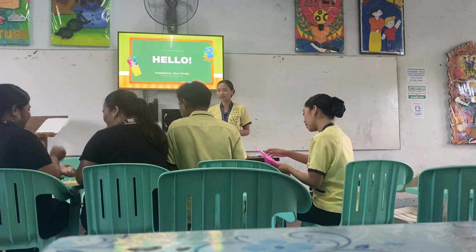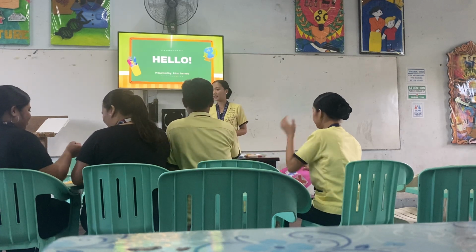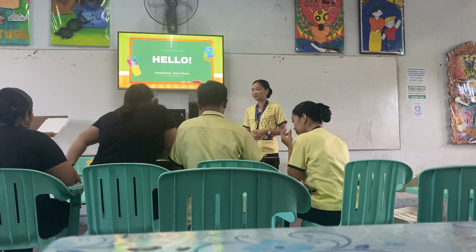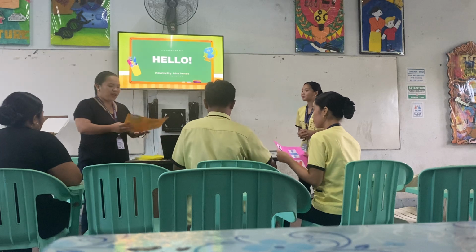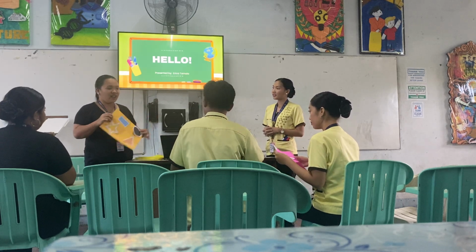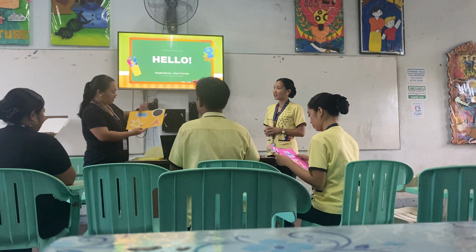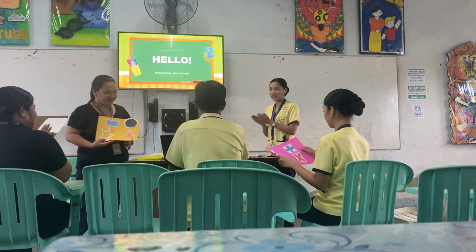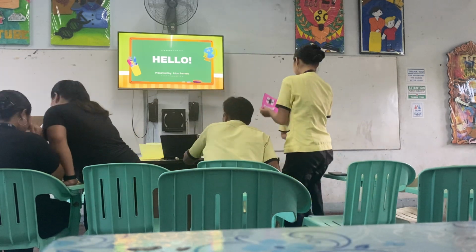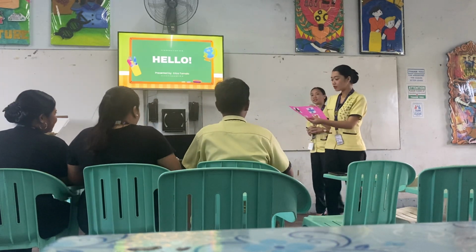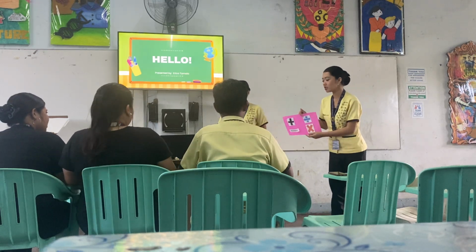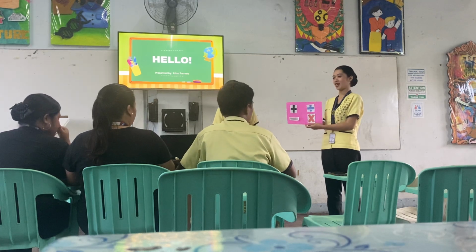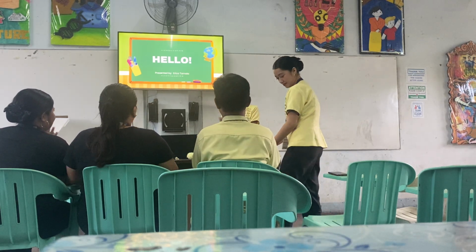So group 1, please discuss your work. What we have here is a set of shapes: circle, rectangle, triangle, and square. Okay, correct. And group 2? What we have here is a set of operations, which consists of addition, subtraction, division, and multiplication. Okay, thank you. Let's give a clap to ourselves.